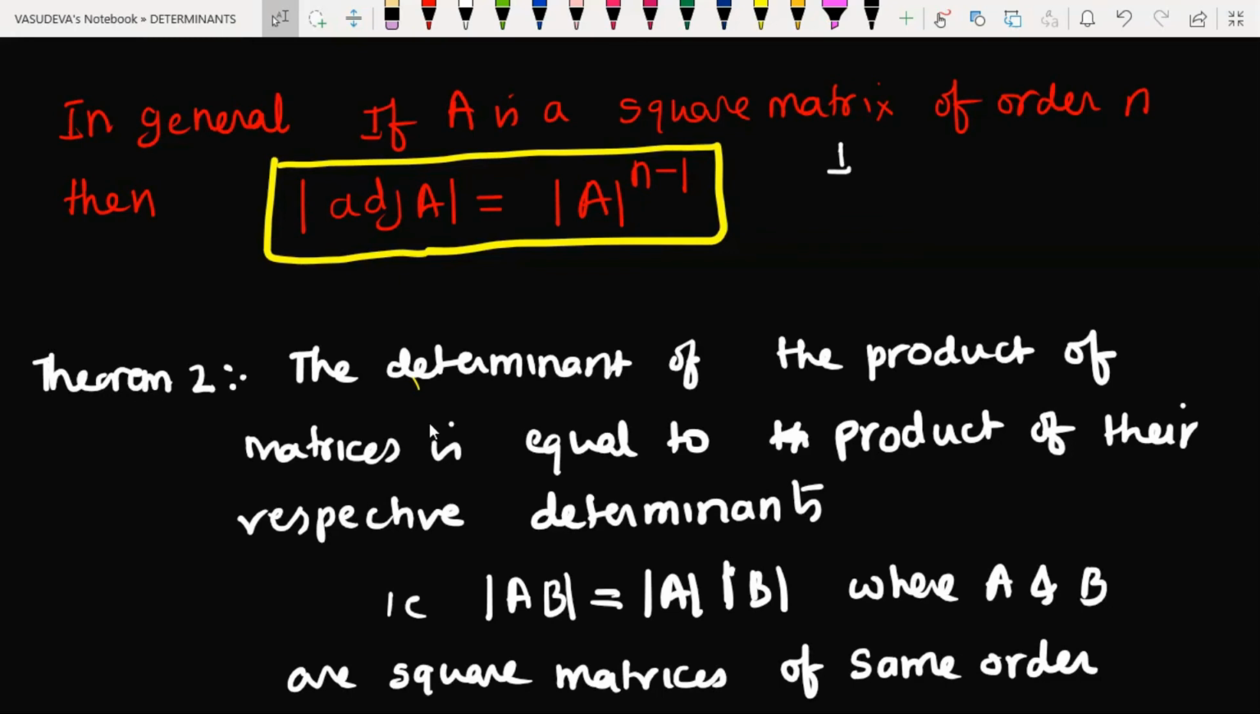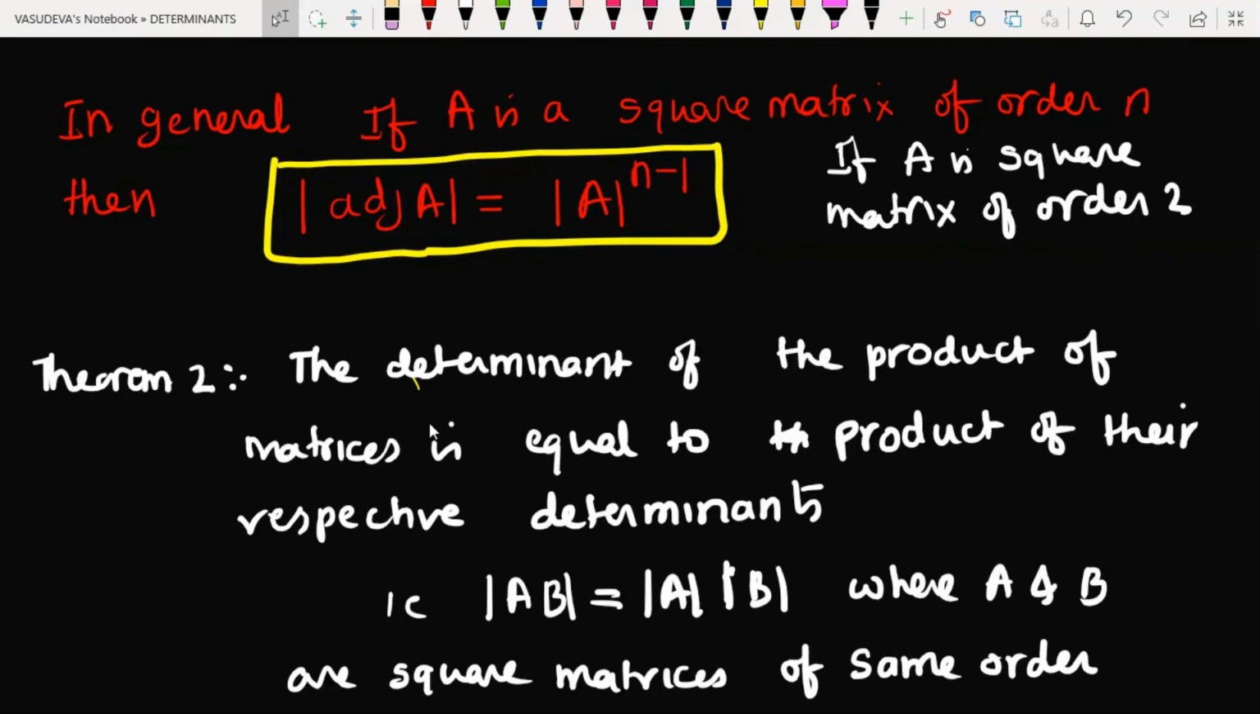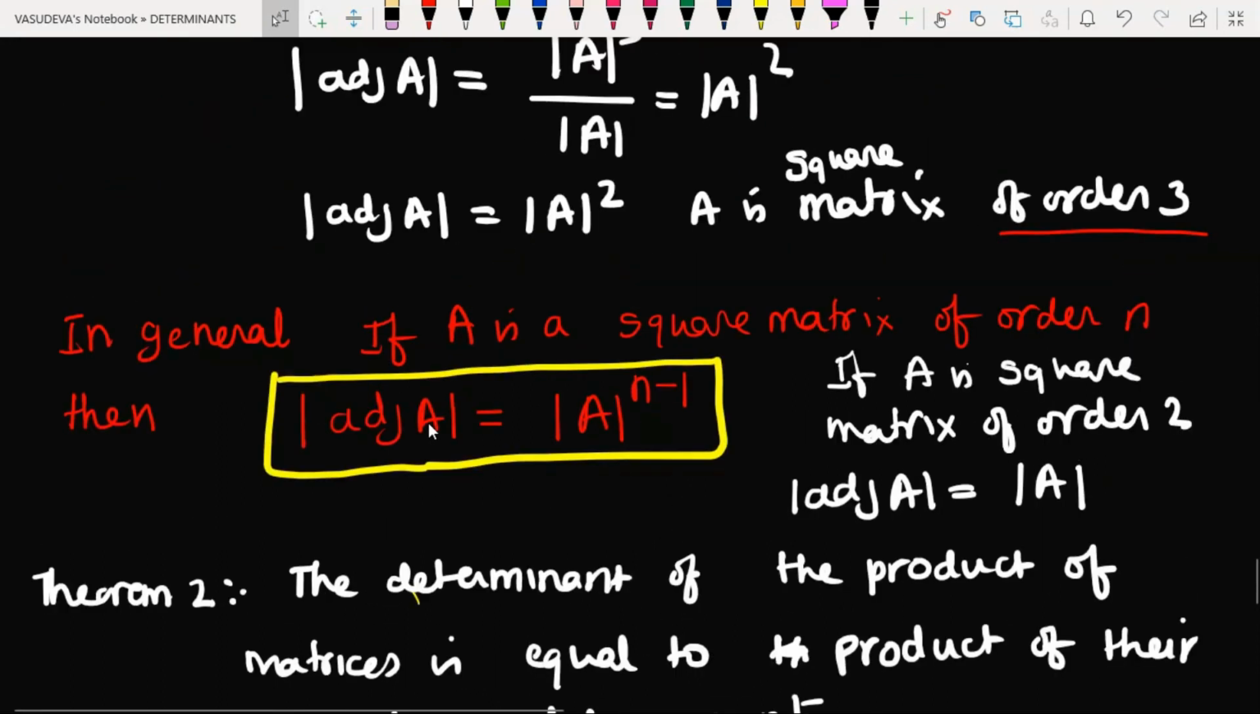Suppose A is a square matrix of order 2, then determinant of adjoint of A is determinant of A, since the exponent is 1 less than the order. If A is a square matrix of order 3, then determinant of adjoint of A is determinant of A square. So this is the general result: determinant of adjoint of A is determinant of A to the power of n minus 1.